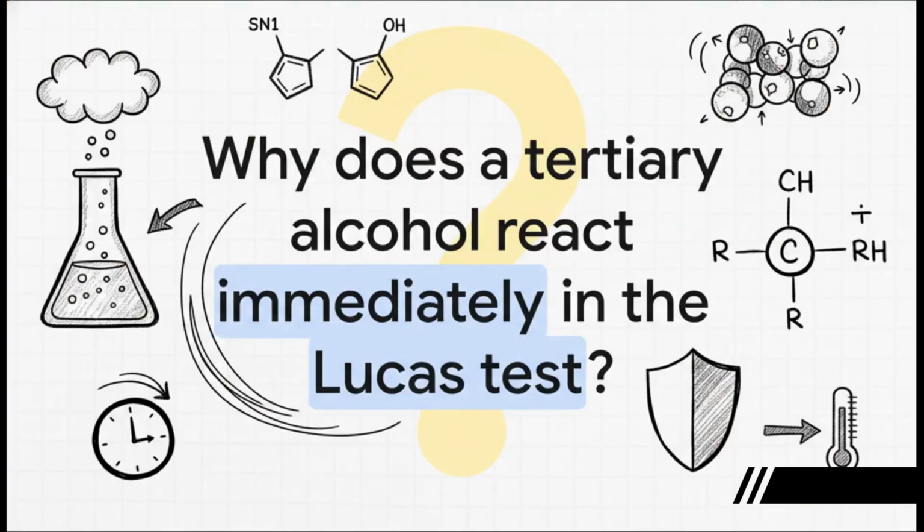All right, practice time. What do you think? Why does that tertiary alcohol react so fast? Take a moment. Okay, the correct answer is B. It's all because it forms a super stable tertiary carbocation. Option A is wrong because it's SN1, not SN2. C is wrong because tertiary alcohols are actually the most crowded, and D is wrong because this happens at room temperature.